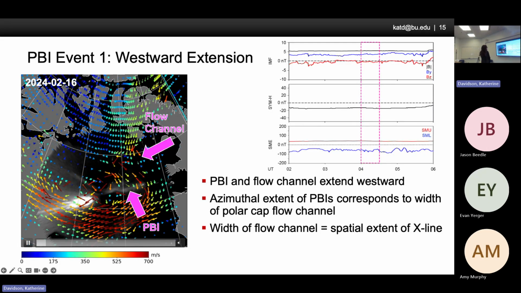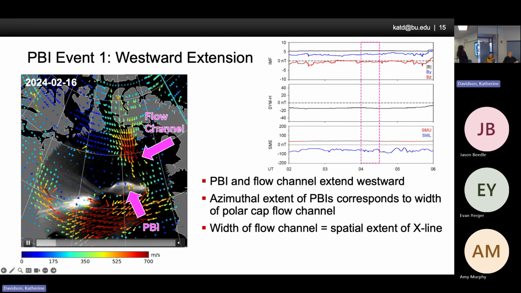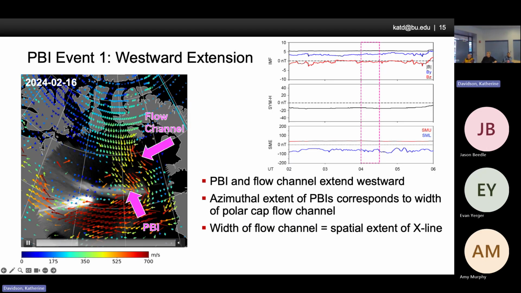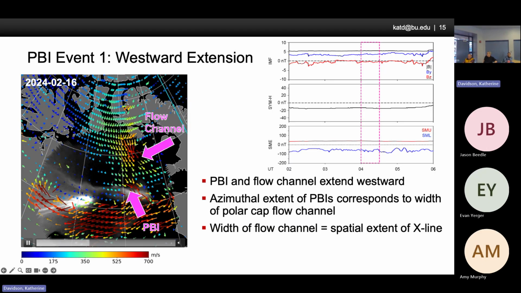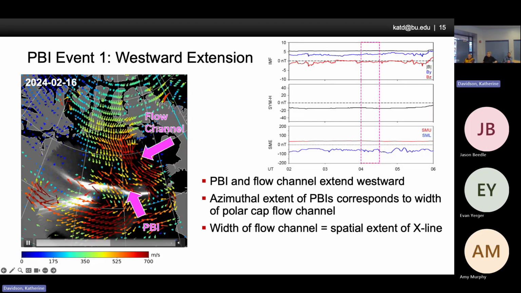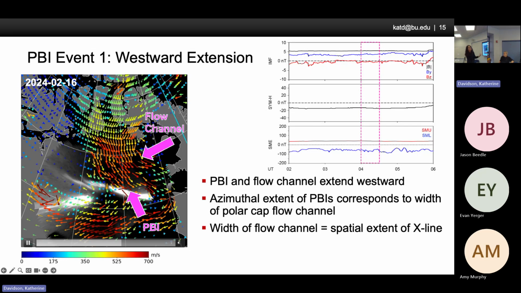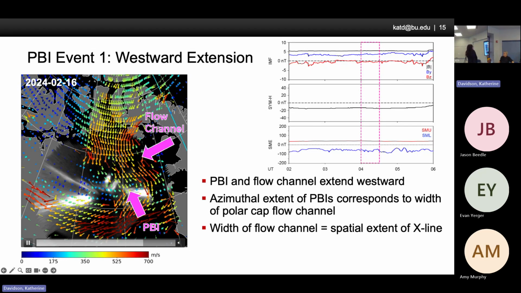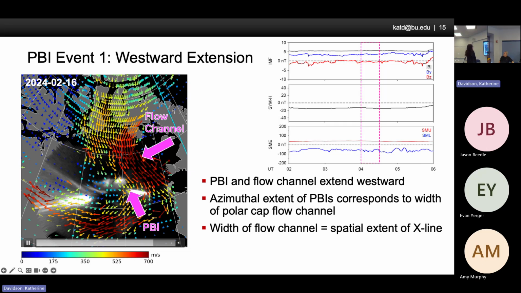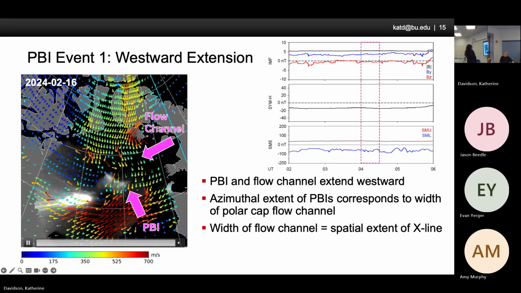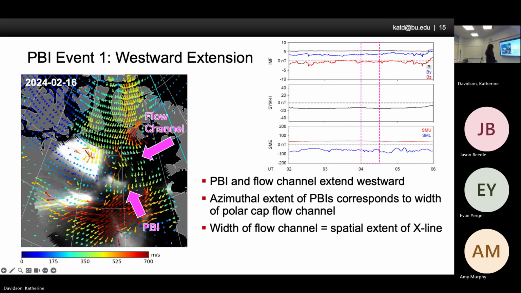Okay, so flow burst, PBI begins to extend westward, and you can see this flow channel is now getting much wider. The flow channel intensifies and the PBI intensifies again. And you can see this flow channel begin to shrink again in longitude, also become weaker. And the PBI also diminishes and becomes weaker at the same time.